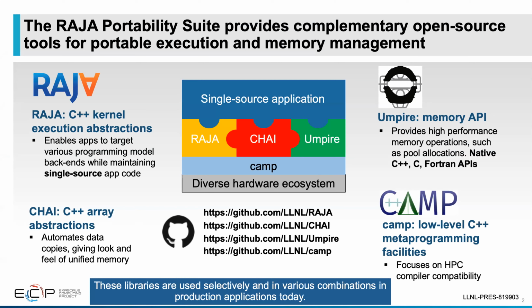So there's RAJA. This is an abstraction layer for developing portable kernels based on loop level parallelism. There's Umpire, which is an API agnostic tool for memory allocations on, say, host and device, and you can do very intricate operations such as creating memory pools. There's CHAI, which is an array-like object which automates moving data between host and device, giving the look and feel of CUDA unified memory. And then there's CAMP. This offers low-level metaprogramming methods focused on HPC compiler compatibility. And all of our projects are hosted on GitHub, so folks are all welcome to grab a copy and play around with it.